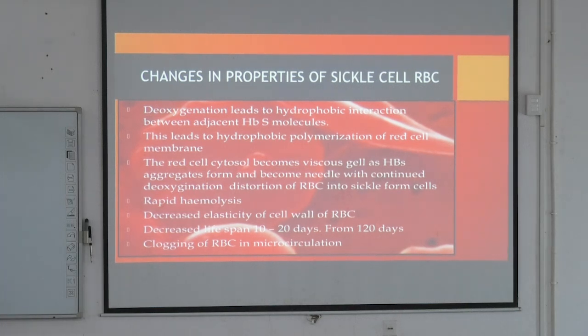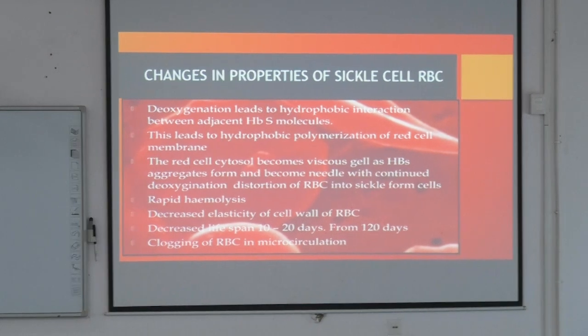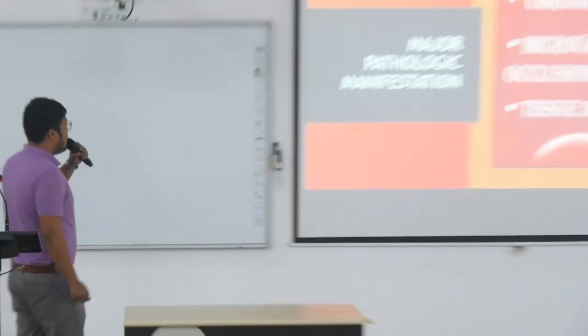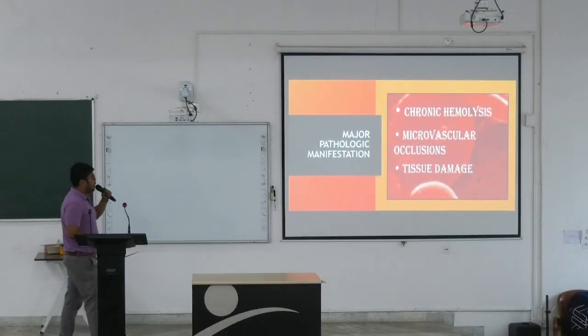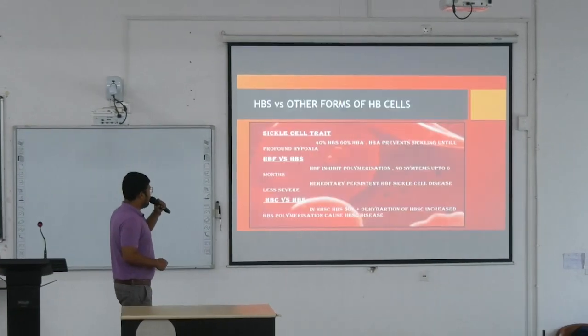So hemolysis episodes occur. Decreased lifespan of 10 to 20 days. Just imagine, one-tenth of normal life, and clogging of RBC in microcirculation that leads to various vaso-occlusive crises like stroke, like retinopathy, like acute chest syndrome, acute coronary syndrome, like gangrene of the toes, dactylitis, that I will show you later. Autosplenectomy, very good, autosplenectomy. Major pathologic manifestation: chronic hemolysis, microvascular occlusion and tissue damage subsequent to continued hypoxia.